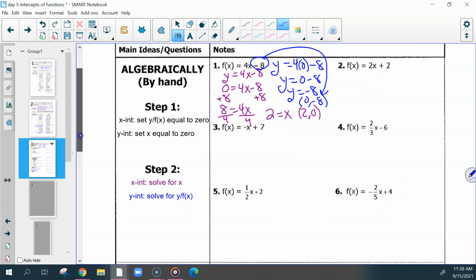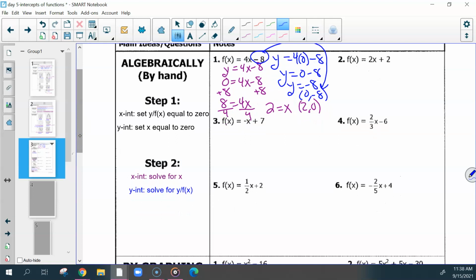Let's try some of these other ones. We're going to jump down to number 4 and find our x-intercept. For this one, I'm going to leave this as f of x. Just remember that's the same thing as y. I'm just going to skip writing that equation. You can write it as y equals. So if I'm solving for x, I need to put what in for y? 0. And solve.